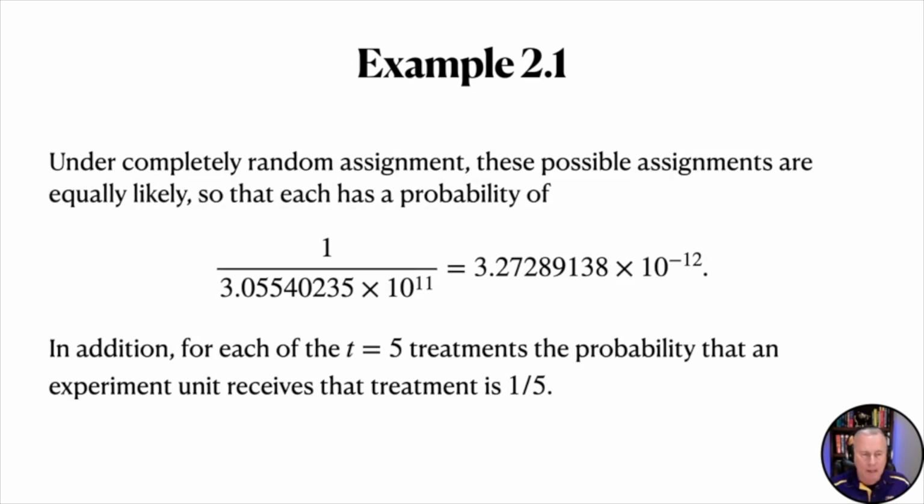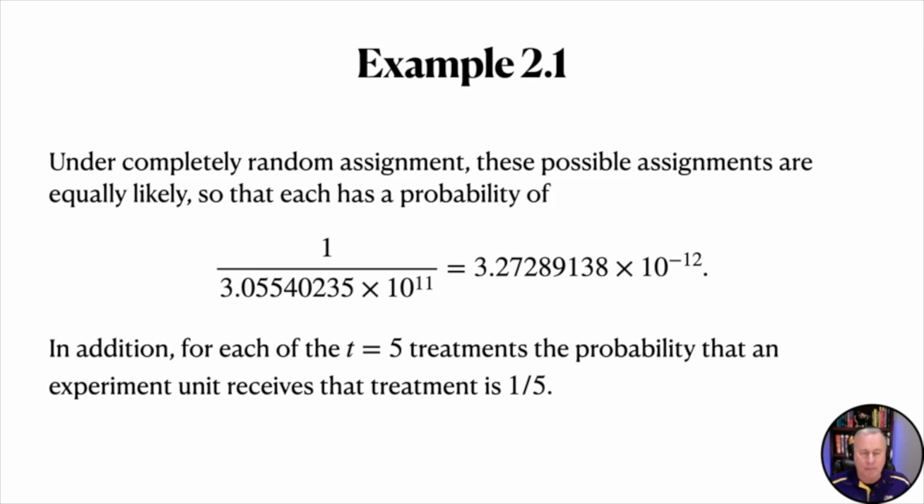And so what that implies then, under completely random assignment, these assignments are equally likely, so that each has a probability equal to 1 over that very large number, and that turns out to be 3.27289138 times 10 to the minus 12. So a very small probability associated with each of those possible assignments.